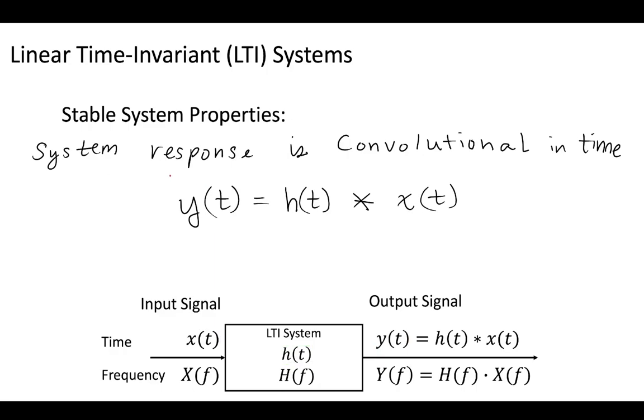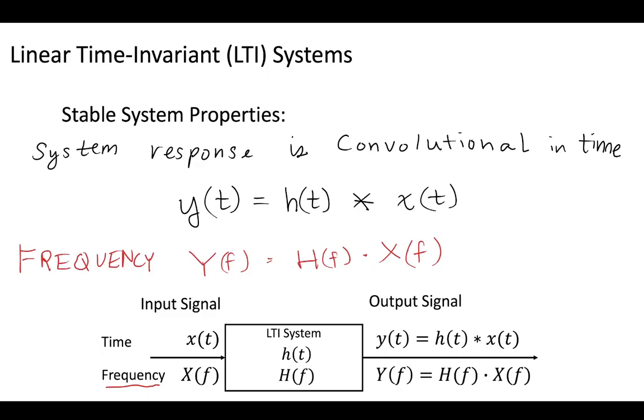Stable system properties also have a system response that's convolutional in time. So we can characterize this output y of t using the convolution of the system transfer function and the input function in the time domain. In the frequency domain, we have the system response as being multiplicative. So the output in the frequency domain is equal to the frequency domain transfer function multiplied by the frequency domain input.